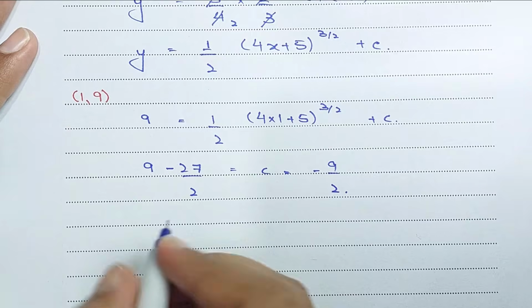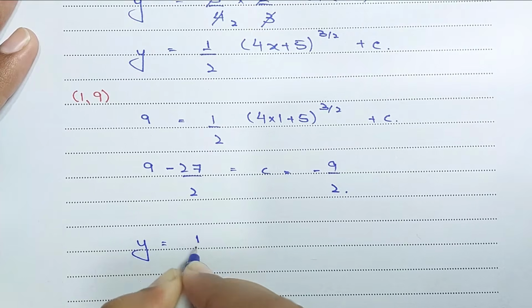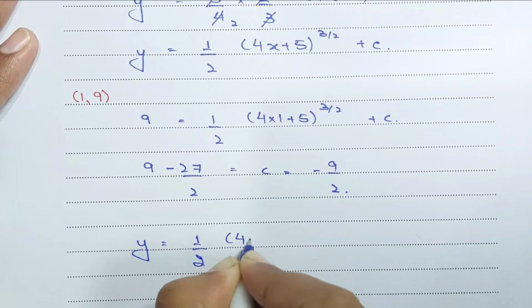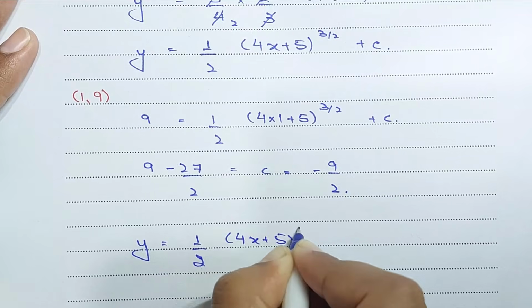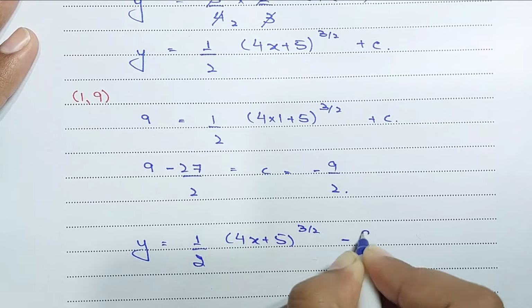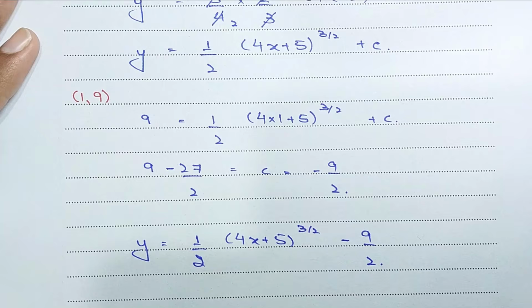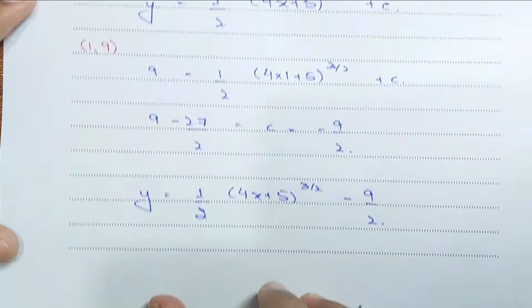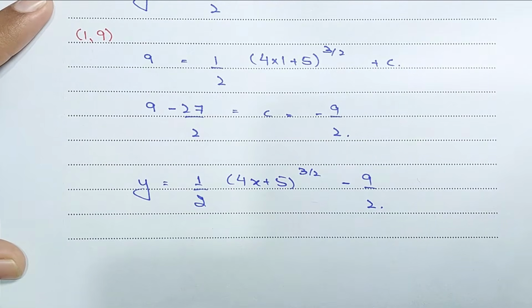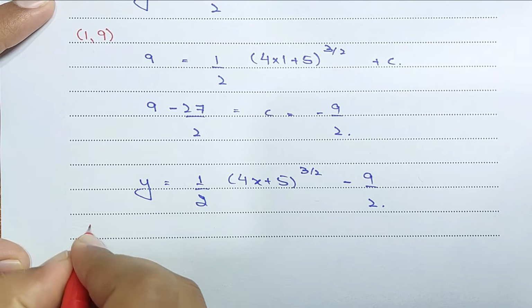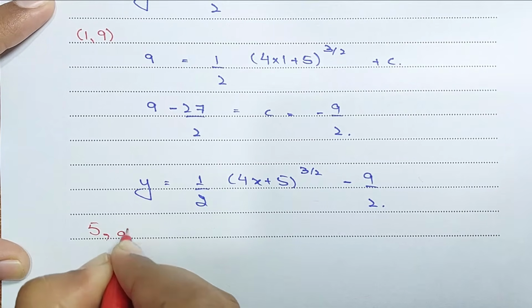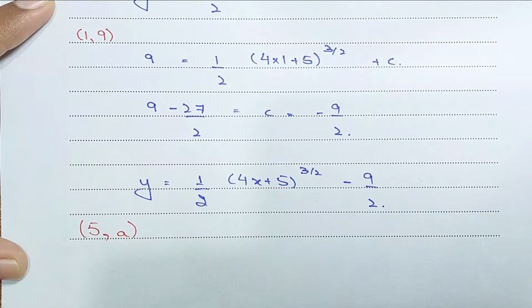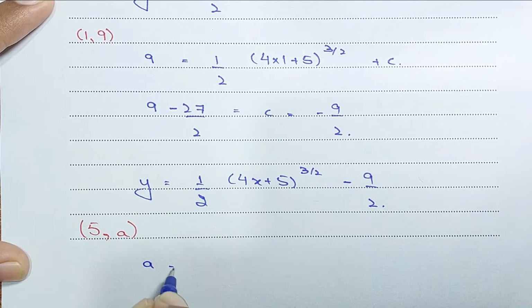Let me rewrite. So y equals to half of (4x plus 5) to the power of 3 by 2 minus 9 by 2. Now (5, A), this point also lies on the curve. We have to solve for A. So (5, A) means the x value is 5 and the y value is A. So y is A and x is 5.